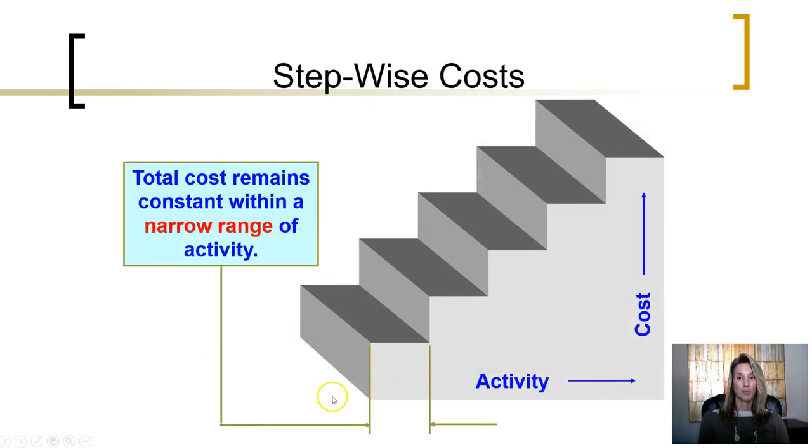Some costs are stepwise. In other words, they stay constant within a relevant range or a narrow level of activity. But once you leave that level of activity, the cost will change.